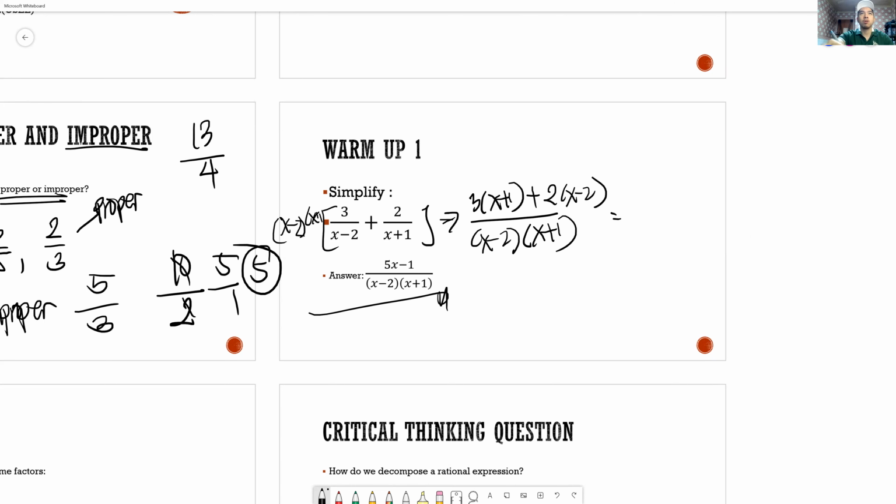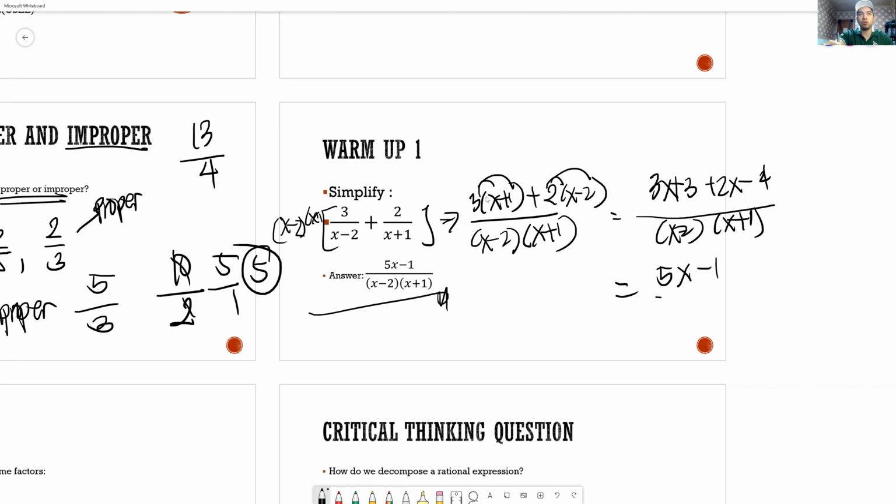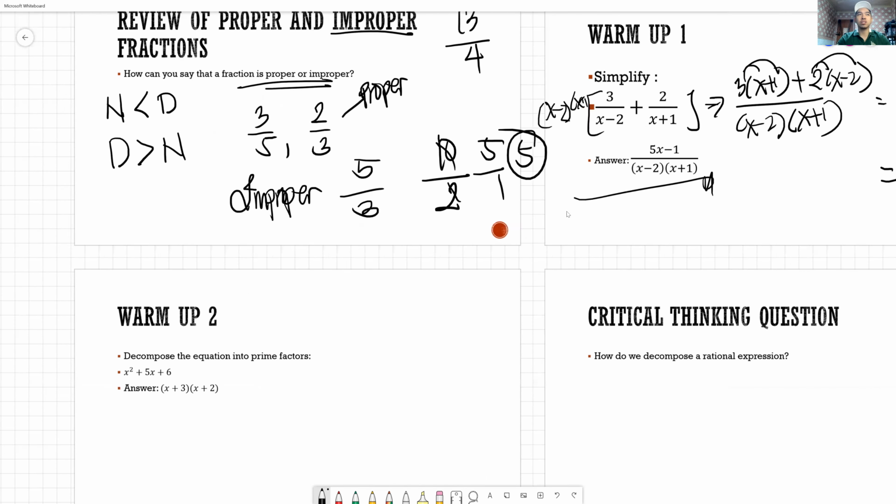So distributing this and then combining the similar terms, we have here 3x plus 3 plus 2x minus 4 over x minus 2, x plus 1. So 3x and 2x, that would be 5x. 3 and negative 4, so that is negative 1, over x minus 2, x plus 1. So this is just a review of the fractions. Hope you still recall this from your senior high school years.